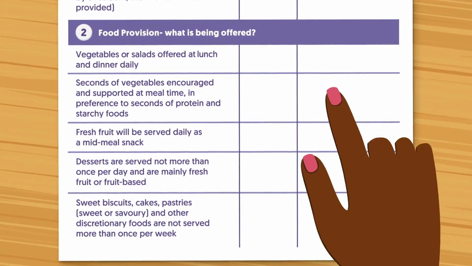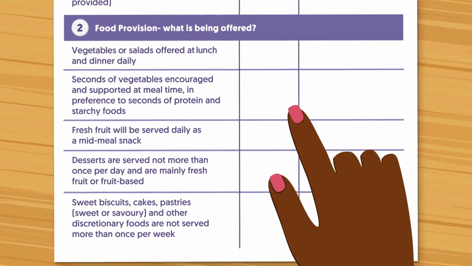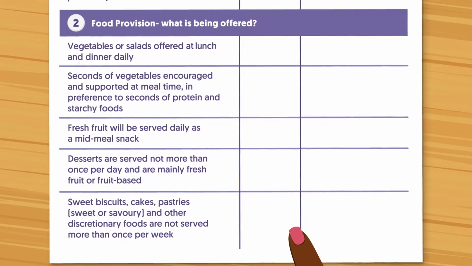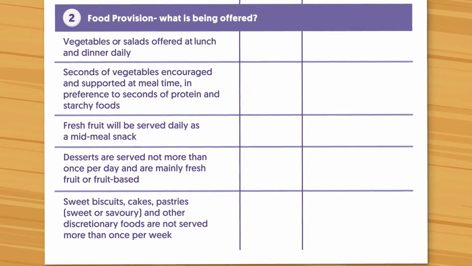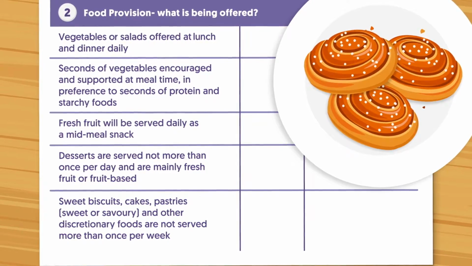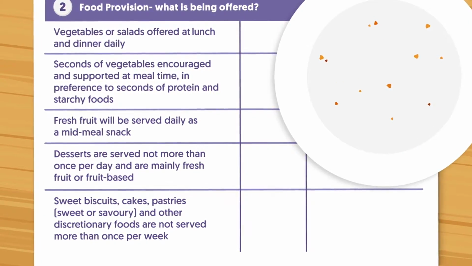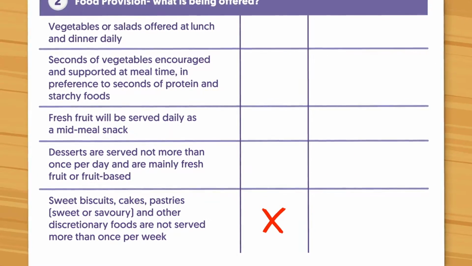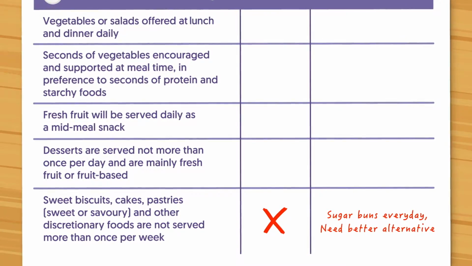What you see on the screen is the part of the tool that refers to food provision. While in the previous part we were looking at individual meal composition, here we look at the overall composition of your menu for each week, just as we did before in the exercise on discretionary foods. Let's look at this item. Say you serve sugar buns for morning and afternoon tea every day. It would mean that you don't meet this target, so you would draw a cross. Then you would briefly write a comment, such as, "Sugar buns every day need a better alternative."